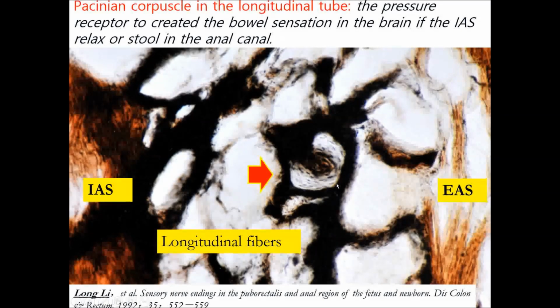This is the receptor to create the bowel sensation in the brain if the internal anal sphincter relaxes or stool is in the anal canal. So according to our study, we found plenty of Pacinian corpuscles located in the longitudinal muscle tube.